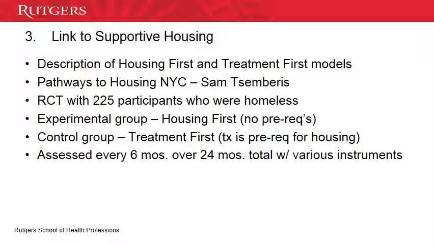There was a study done, an RCT, with 225 participants who were homeless, and they were randomized to an experimental group, which was the housing first group and had no prerequisites for obtaining housing, versus the control group, the treatment first contingent, where treatment was a prerequisite for housing. These two groups were assessed every 6 months for 2 years total with various measurement instruments.